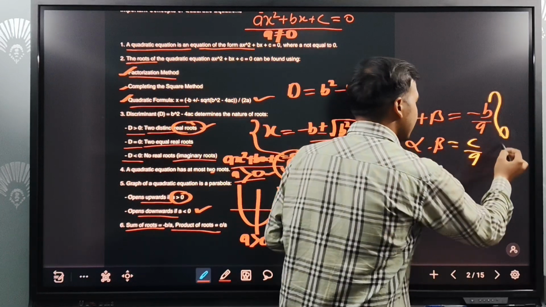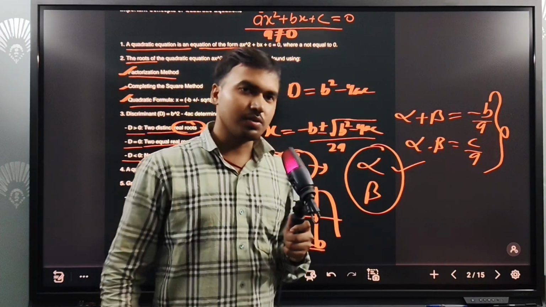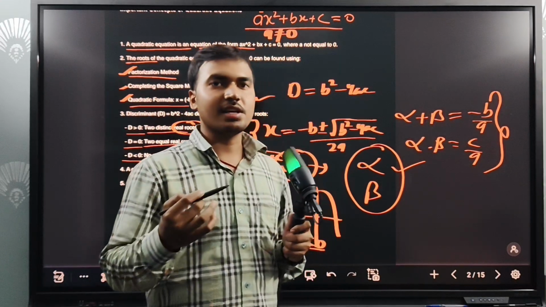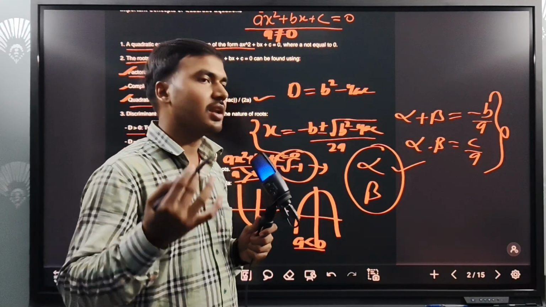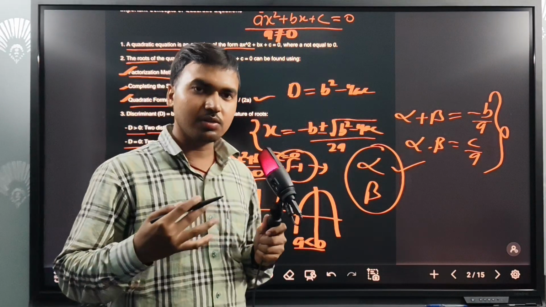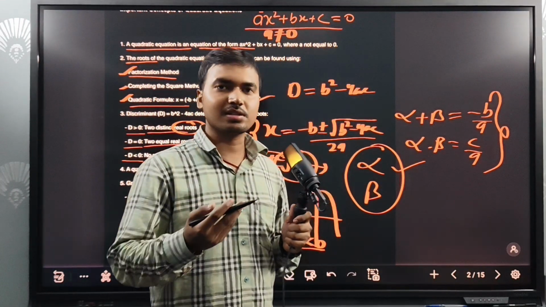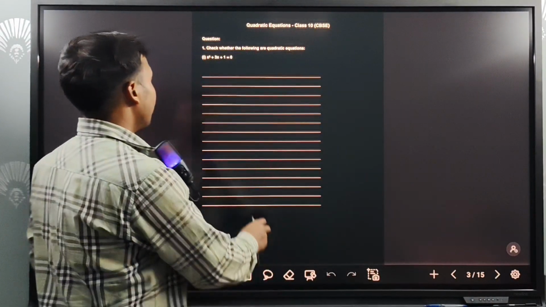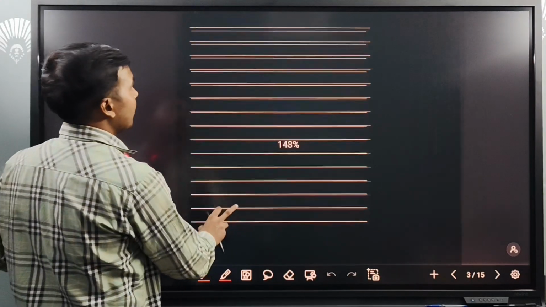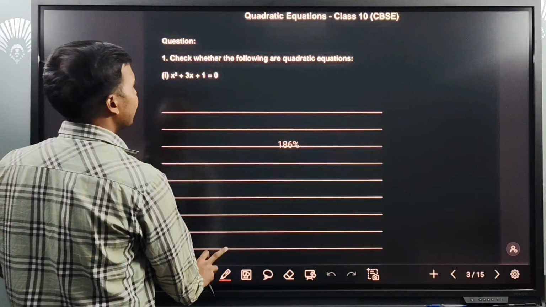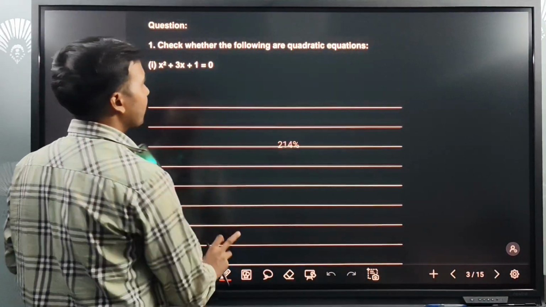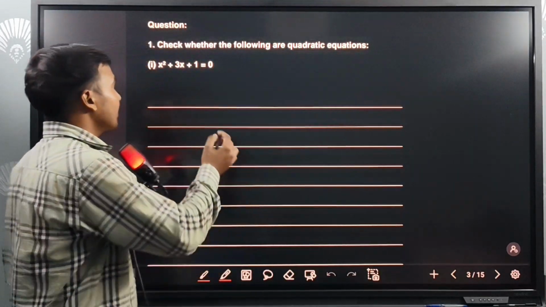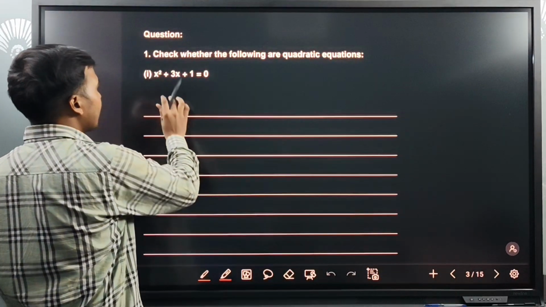We will discuss the derivation of all these concepts in the later section, when we will be solving the next exercises 4.2 and 4.3. Later on we will discuss the concept first, then we will solve the exercise. So first we start with the first question of the exercise, which is: check whether the following are quadratic equations or not.